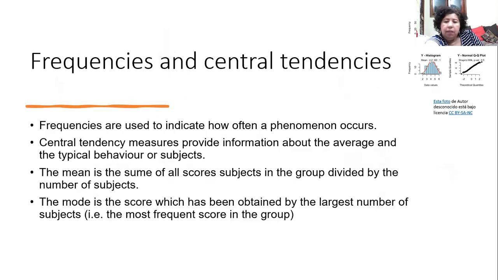Central tendency measures provide information about the average and the typical behaviors of subjects. The mean is the sum of all scores of subjects in the group divided by the number of subjects, of course. And the mode is the score which has been obtained by the largest number of subjects. For example, the most frequent score in the group.